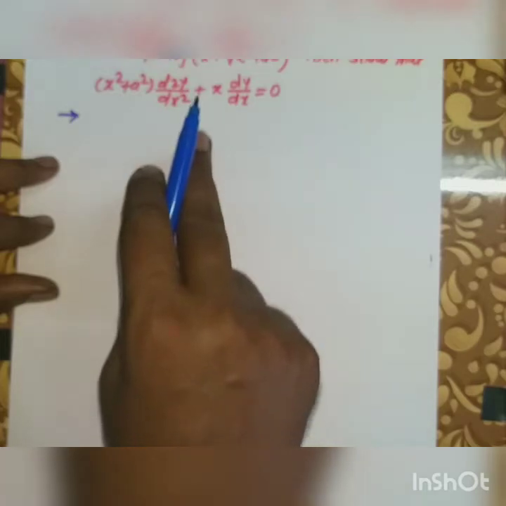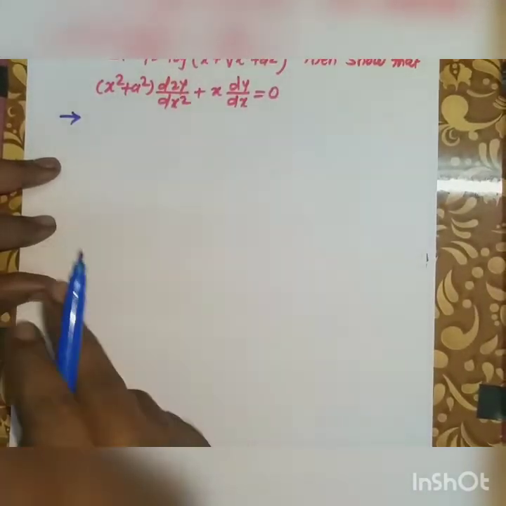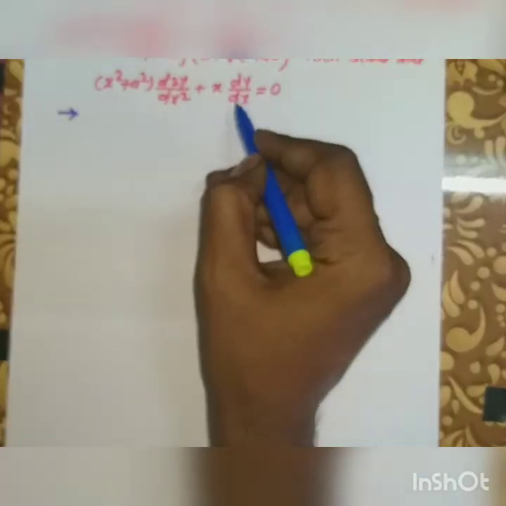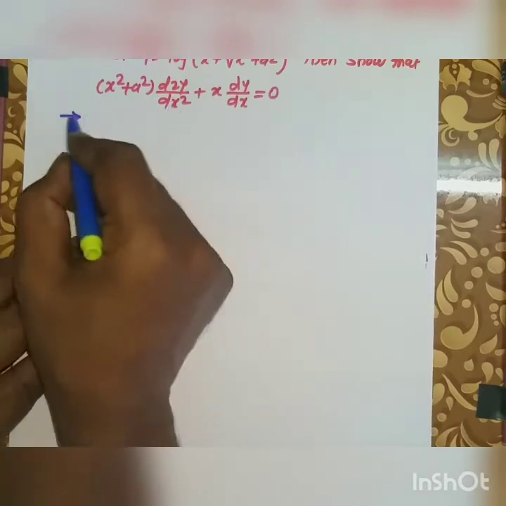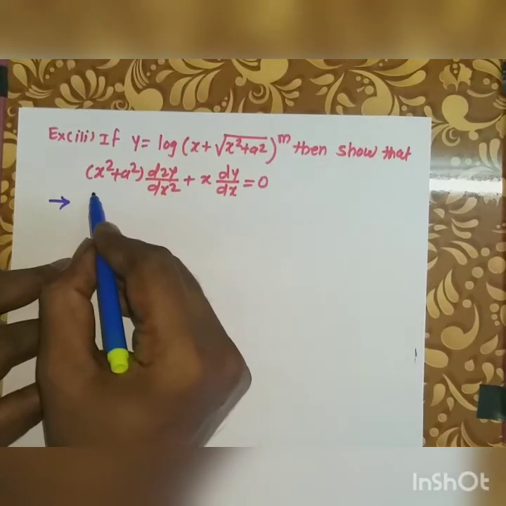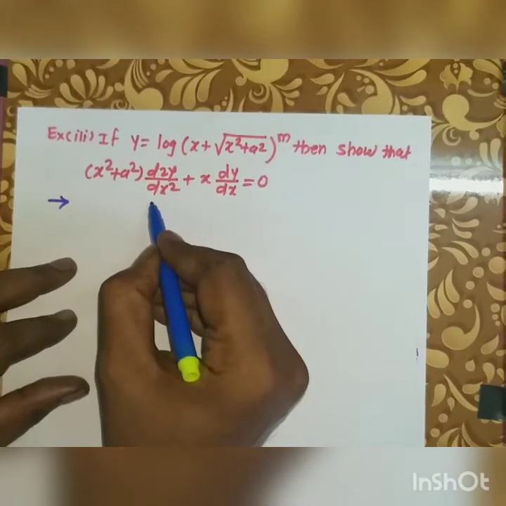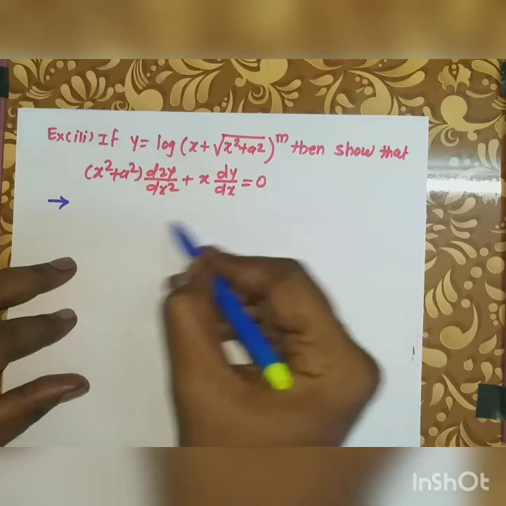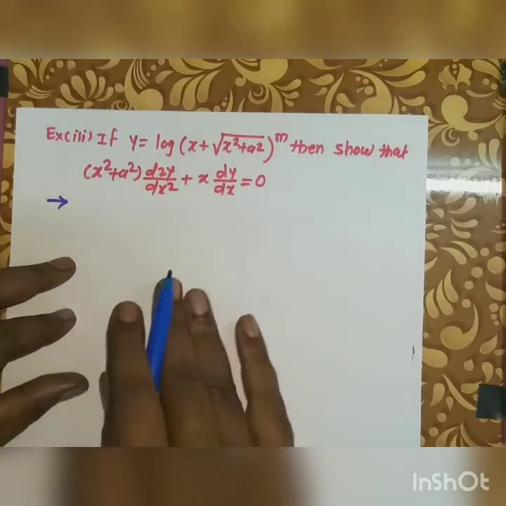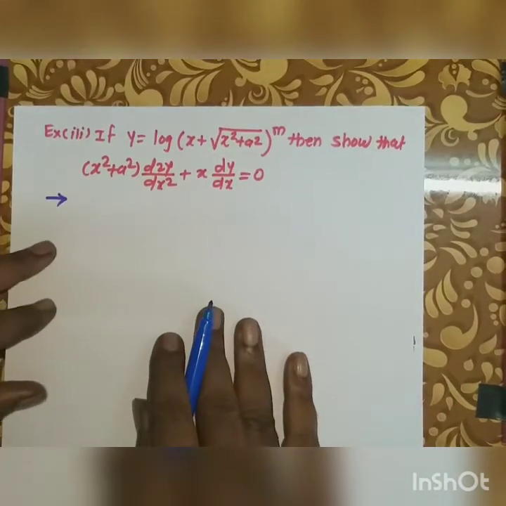Find the first order derivative and the second order derivative. There are two methods. First find dy by dx, then find d2y by dx square. Substitute these values of dy by dx and d2y by dx square in this equation. The right hand side is 0. Then we verify this equation, or verify the answer.